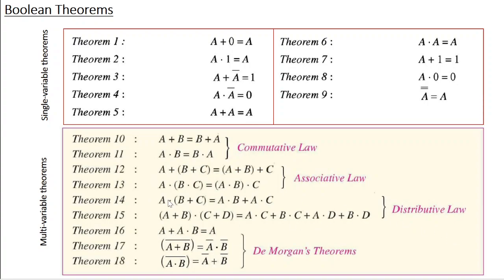It's also distributive. A dot (B plus C) is same as A dot B plus A dot C. Same way (A plus B) dot (C plus D) equal to A dot C plus B dot C plus A dot D plus B dot D.